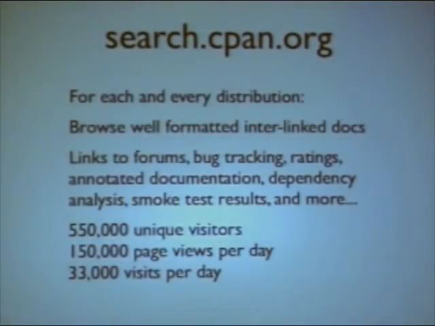So this is the face of CPAN. Obviously you can download stuff, and you can browse well-formatted and interlinked documentation. You also have links into these forums, the bug tracking, the ratings, annotated documentation. That's community annotation of documentation. Dependency analysis, smoke tests. 550,000 unique visitors. That's probably going to be 600, 700,000 in a while because I only added Google Analytics tracking about 3 weeks ago. So in these last 3 weeks, 550,000 unique visitors.